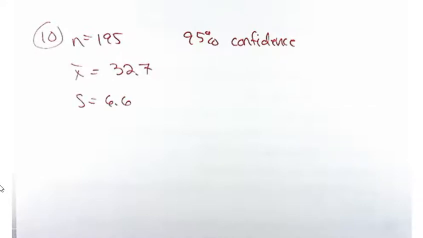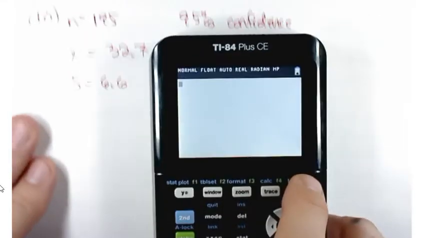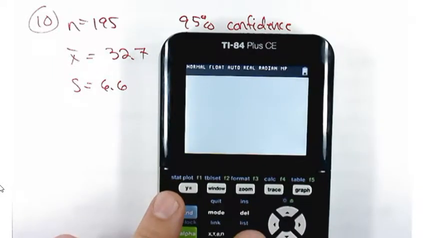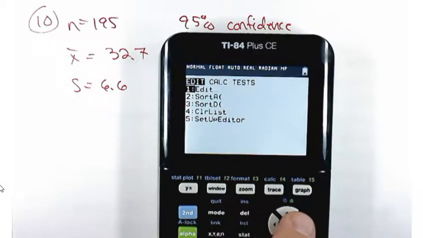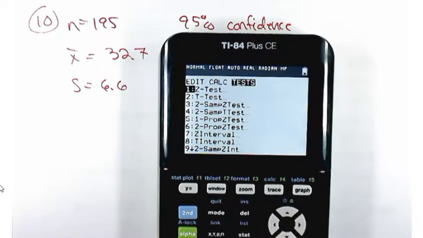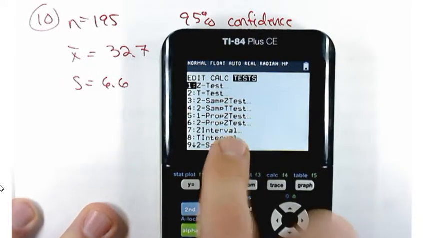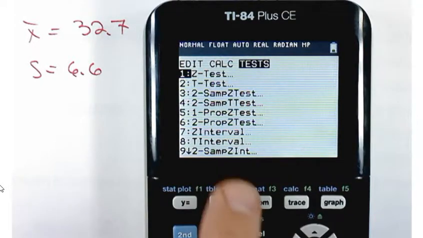Let's start with the graphing calculator. On the graphing calculator, hit the stat key and then go over to test. We want number, at least on my calculator it's number 8. I think it's number 8 on the 83s as well. We want a t interval.